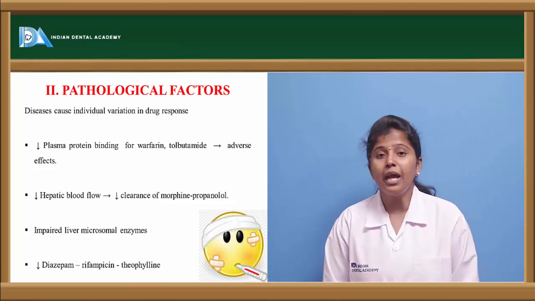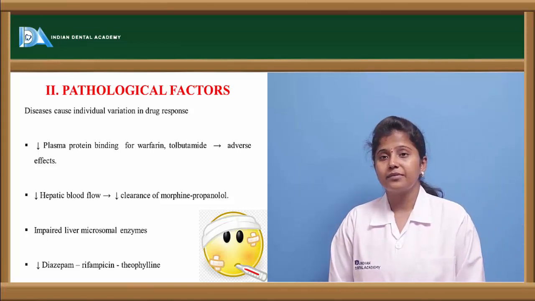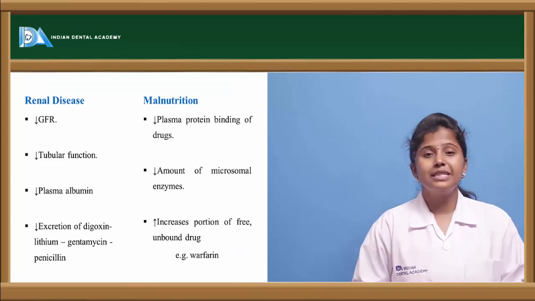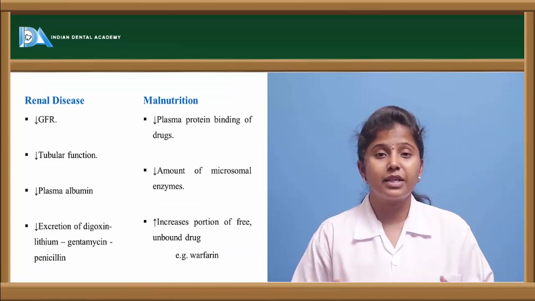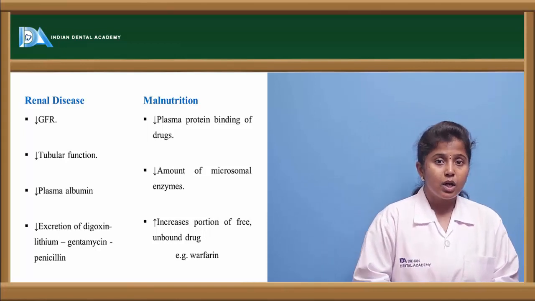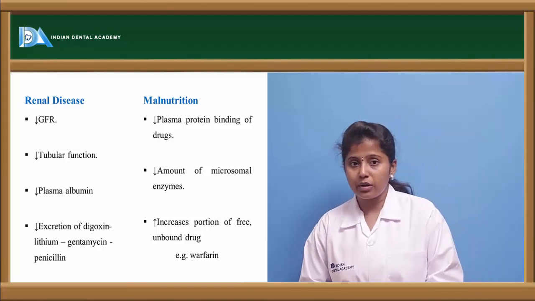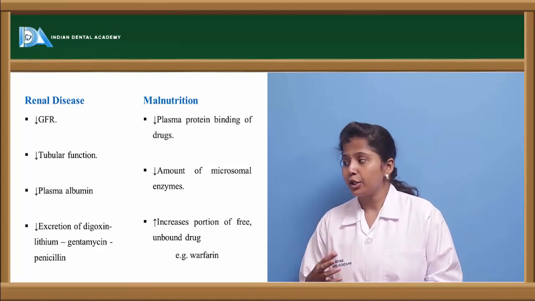So these drugs will not be metabolized properly if there are decreased liver enzymes. Now, let us see how these pathologies, for example renal disease, affect drug response. So, what are the drug responses we can see? There will be decreased glomerular filtration rate and decreased tubular function.